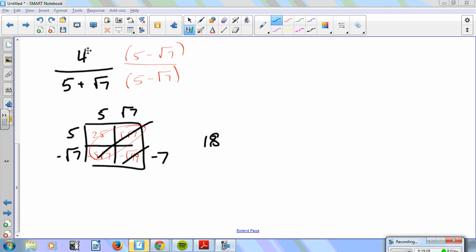So then what I have left in the top, multiply the tops, so I get 20. And then don't forget 4 times the square root of 7 as well. And all over, the only thing I had in the denominator was 18. So we got to this.